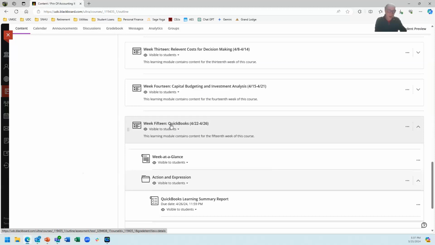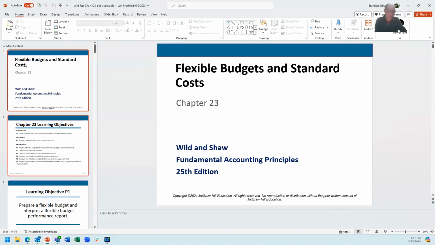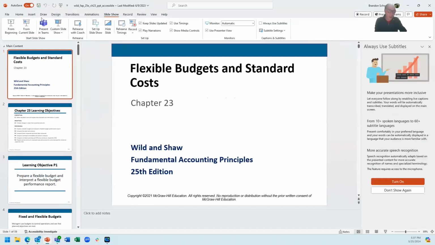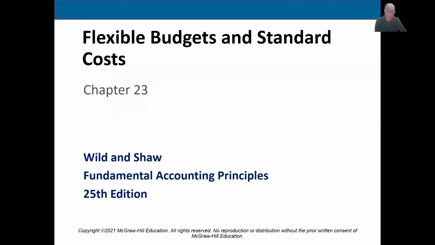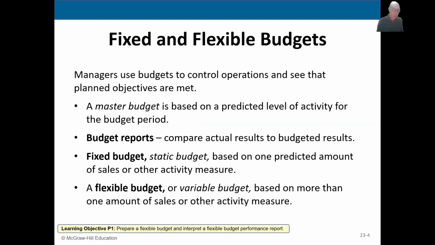Okay. So that's the roadmap. Let's jump into our conversation on flexible budgeting and standard costs. Okay. First, I want to talk about the budget. As you recall, the budget provides the business with a plan to move forward, right?